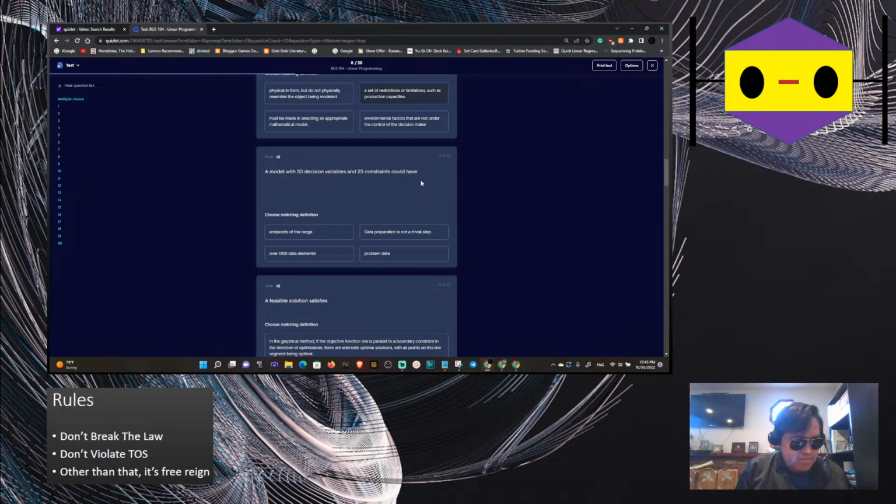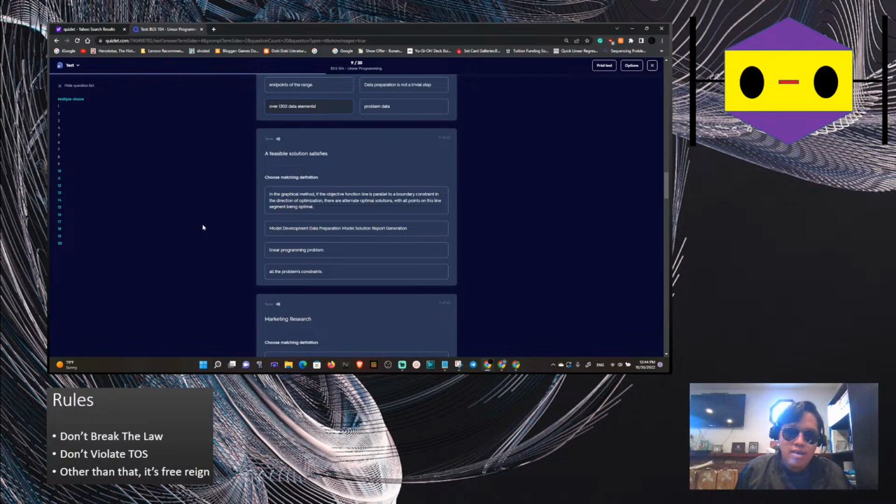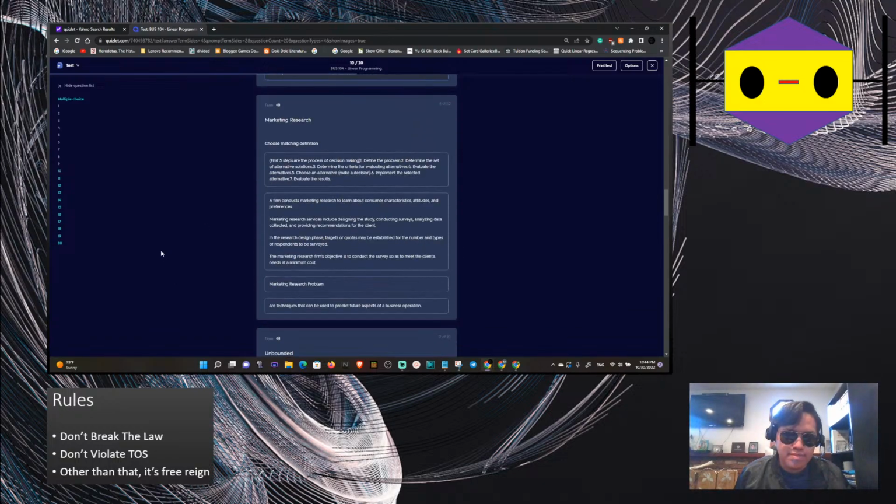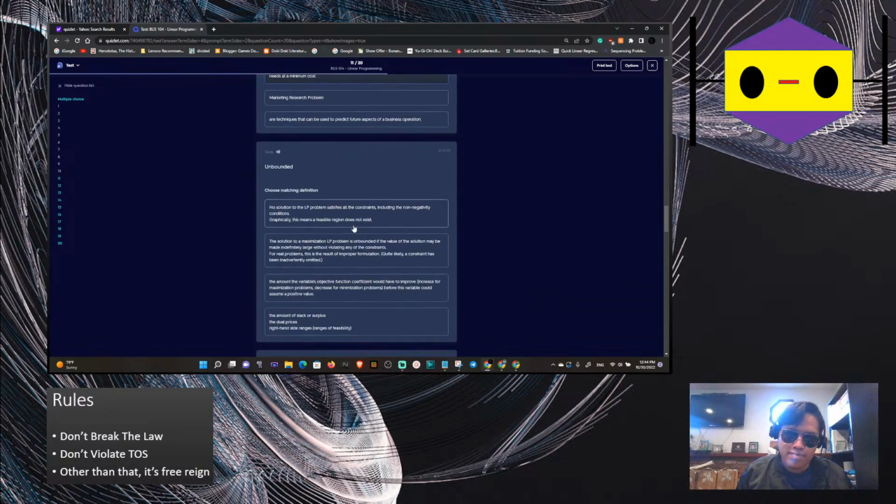A model with 50 decision variables and 25 constraints could have how many data elements? I'll say 1300. I think I've seen that before. A feasible solution satisfies what? All the problem's constraints. Correct. Marketing research. It's B. Yeah, the longest one.